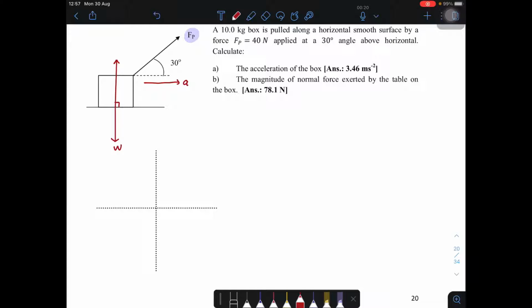Okay, wait, I forgot to put here. So we have the normal force. Don't forget to put a dot, and then the weight force going downward, and then the external force FP with a 30-degree angle, and the acceleration is going to the right. So why is it important to label the acceleration here? Because we want to know if the acceleration is on the y-axis or on the x-axis.